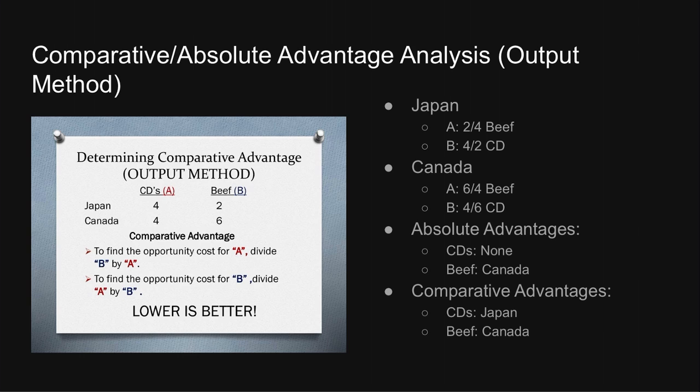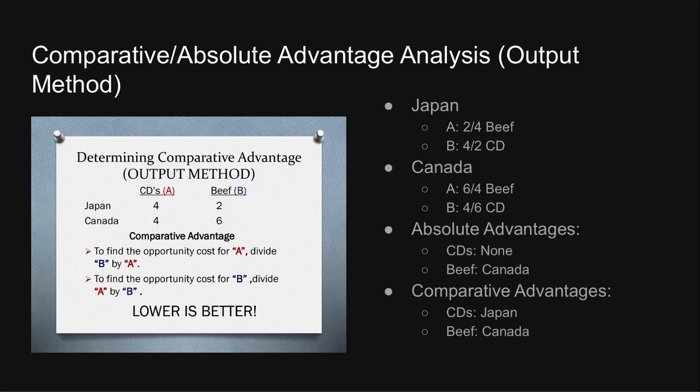So now let's go on to the output method of comparative and absolute advantage analysis. Make sure you are familiar with the output method, and next we will be covering the input method. The output method is how much output a nation or a person can produce at one time given the same resources. Usually it is going to be a nation.